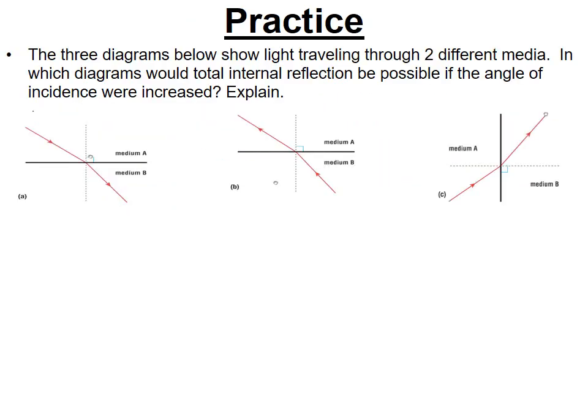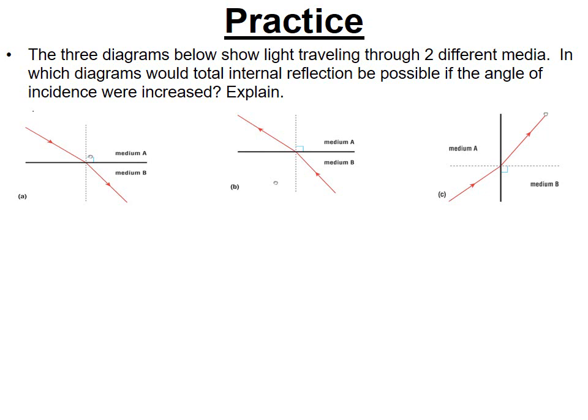So we'll do a few practice problems to make sure you understand the concept. This one's in your worksheets, your learning goals, but I will do one or two of them with you so you understand what's going on. The three diagrams below show light traveling through two different media. In which diagrams would total internal reflection be possible if the angle of incidence were increased? Explain. So we're basically asking for the conditions of total internal reflection.